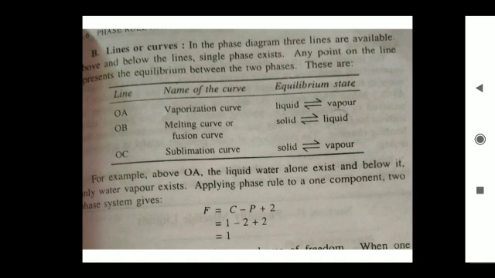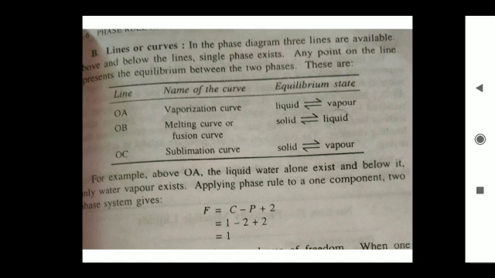Observing the OA line, it is called the vaporization curve. At this curve, equilibrium occurs between liquid and vapor states. The OB curve is called the melting point or freezing curve, and along this curve equilibrium occurs between solid and liquid phases. The OC curve is called the sublimation curve. Along this curve, the substance can exist between solid and vapor states.